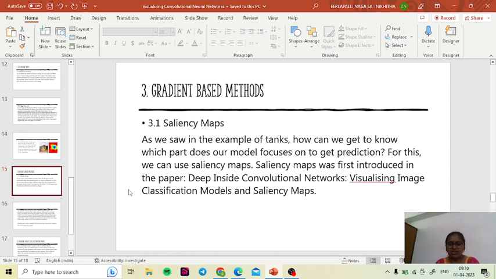As we have seen in the above example of the military tanks, the camouflaged tanks and the trees, one should be able to know on which part our model focuses to get the prediction. So for that purpose, saliency maps were used.